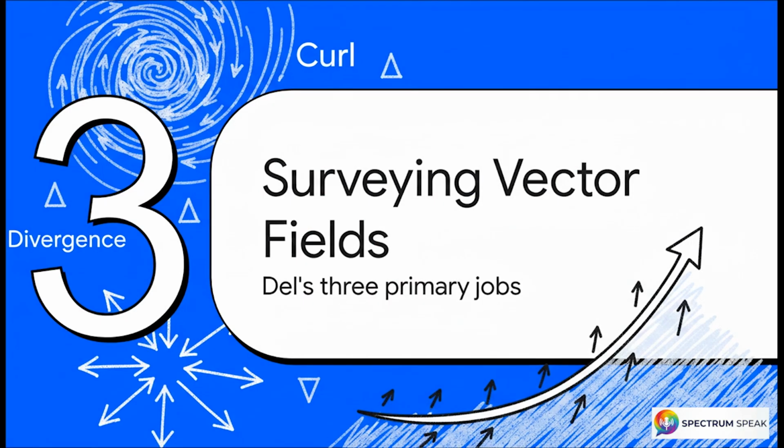So let's check out the three primary functions of this awesome multi-tool. We've got the gradient, the divergence, and the curl. Each one tells us something totally unique and absolutely crucial about the field at any given point.